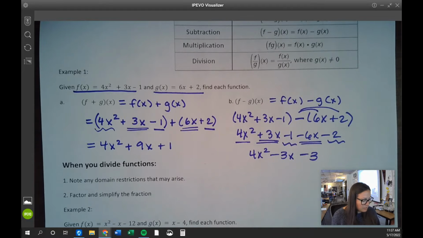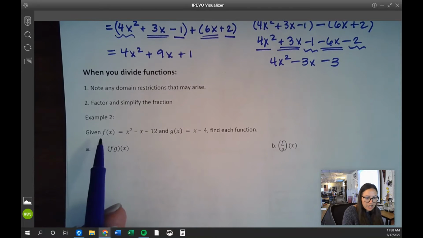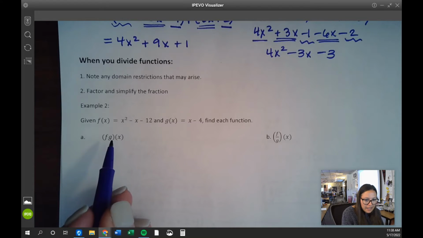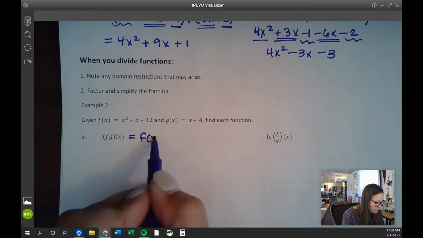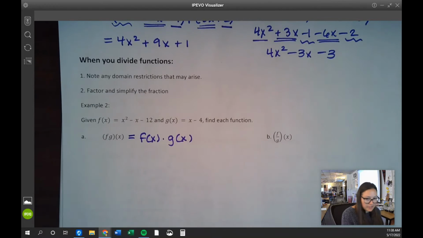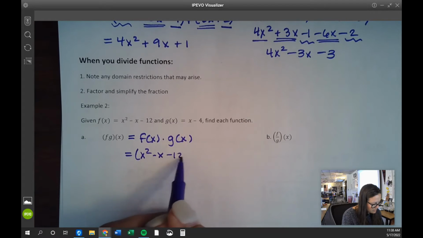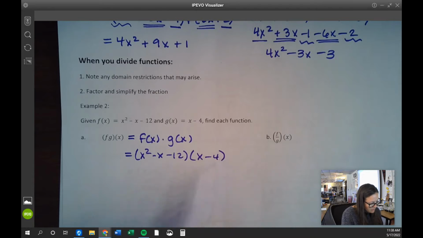So that is addition and subtraction. Now we're going to look at multiplication and division, and it's pretty much the same idea. Down here, I have a new f of x and a new g of x. This means f times g of x. So I'm going to do f of x times g of x. I'm going to take f of x and multiply it by x minus 4. We've done this before as well.